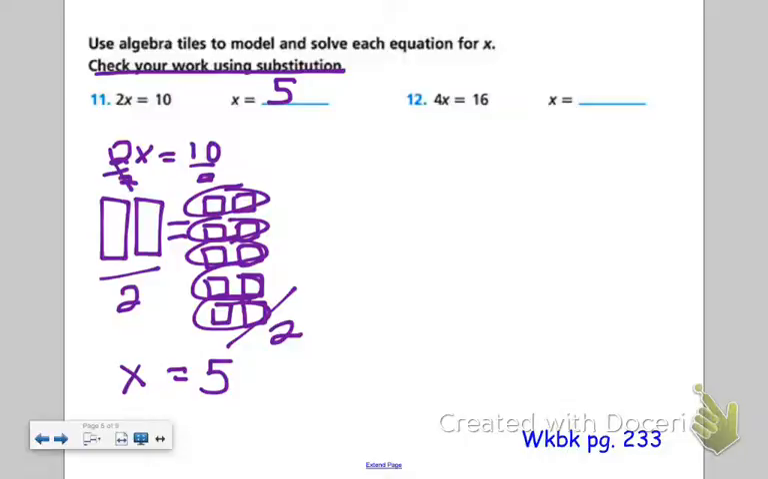And if I plug it back in to check, I'll use a different color here, so you can see my substitution step. 2 times 5 equals 10. And yes, that works because 2 times 5 is 10, and of course we already have 10 on the right side. Take a look at the next one.